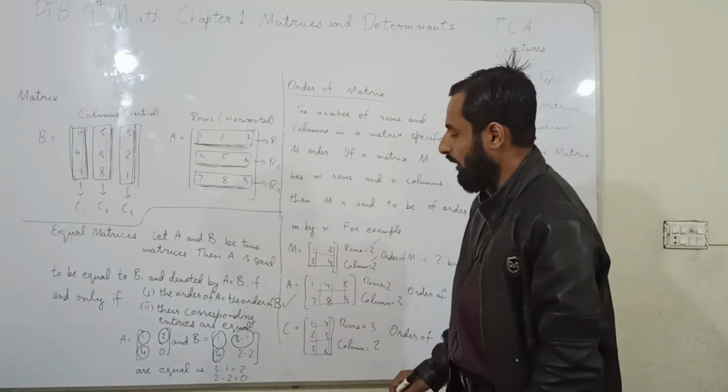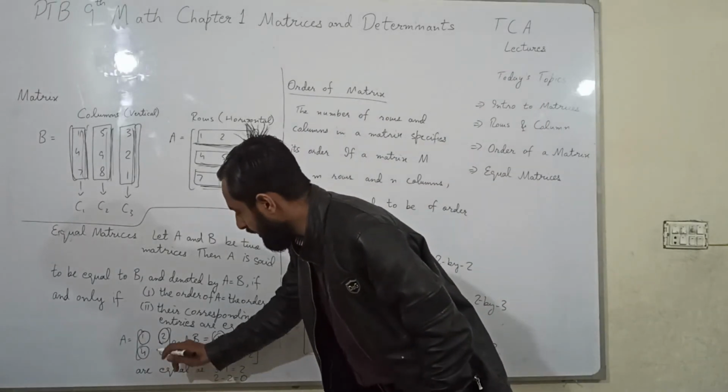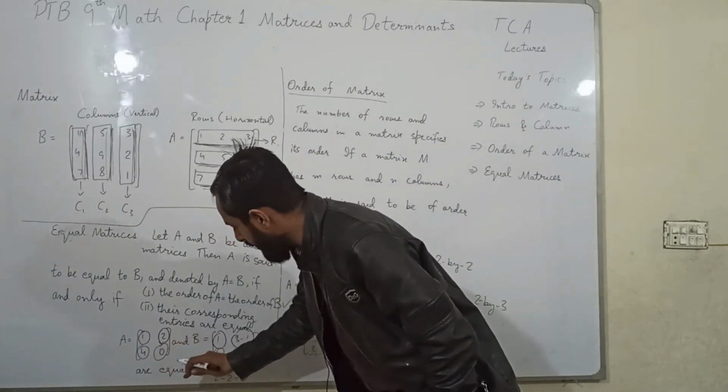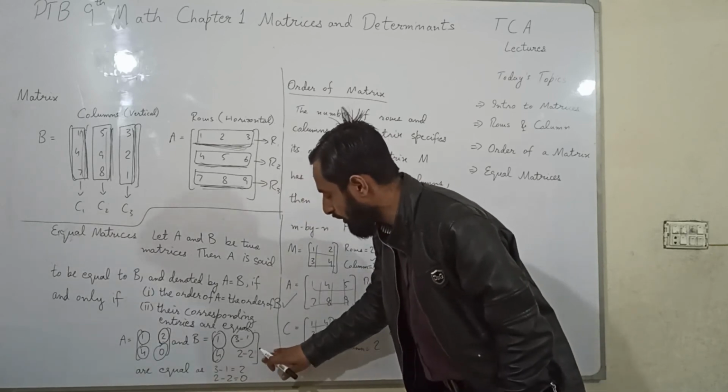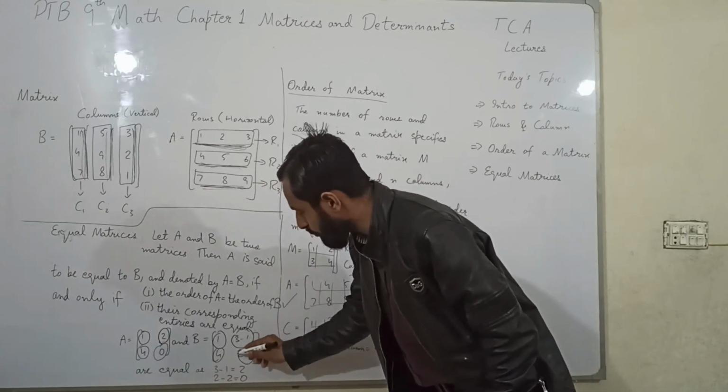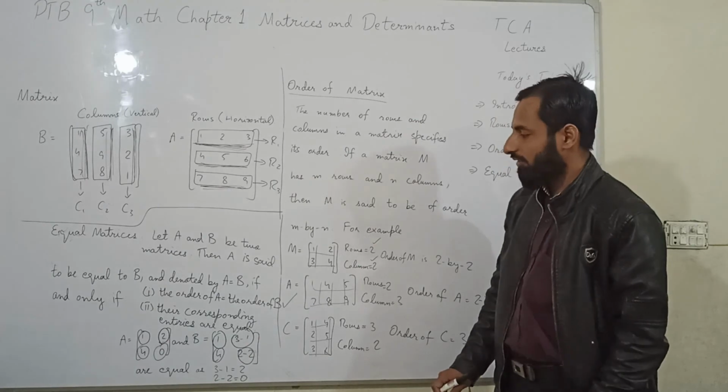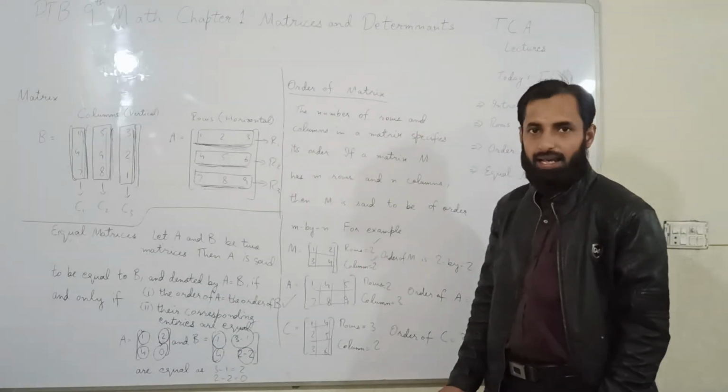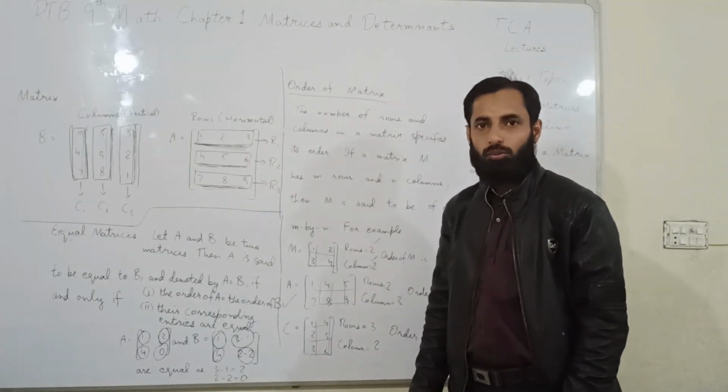Now we will go to the last element. Here the element is 0, and in B it is 2 minus 2, and 2 minus 2 is equal to 0. So both conditions are satisfied. So we can say matrix A is equal to matrix B.